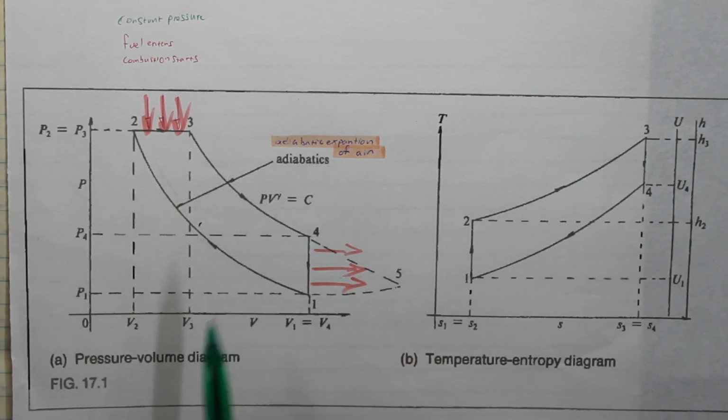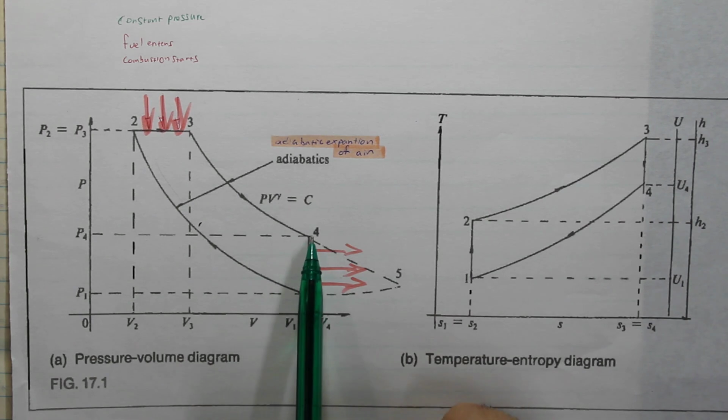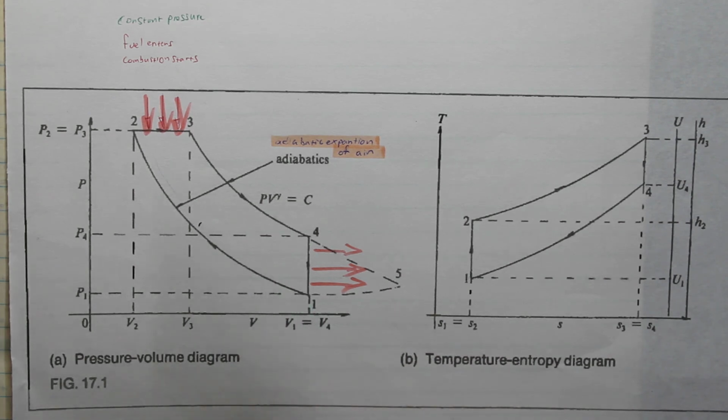Okay, and then at 0.4 now, it's expanded, and from 0.4 to 0.1, the leftover heat that is in that cylinder is now rejected. So you can see there I've drawn these red arrows here.